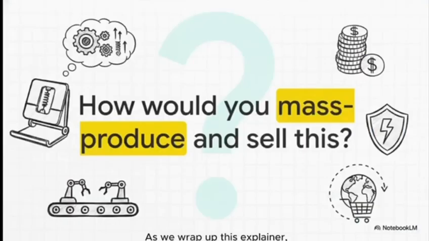As we wrap up this explainer, I want to leave you with a thought to chew on. You have now seen the entire development pipeline. Knowing all the business constraints we discussed, the specific user demands for pricing and durability, and those intricate engineering specs required for the folding mechanism, what exact steps would you take next? How would you refine this rough 3D print to mass produce it affordably and sell this stand to the entire world?